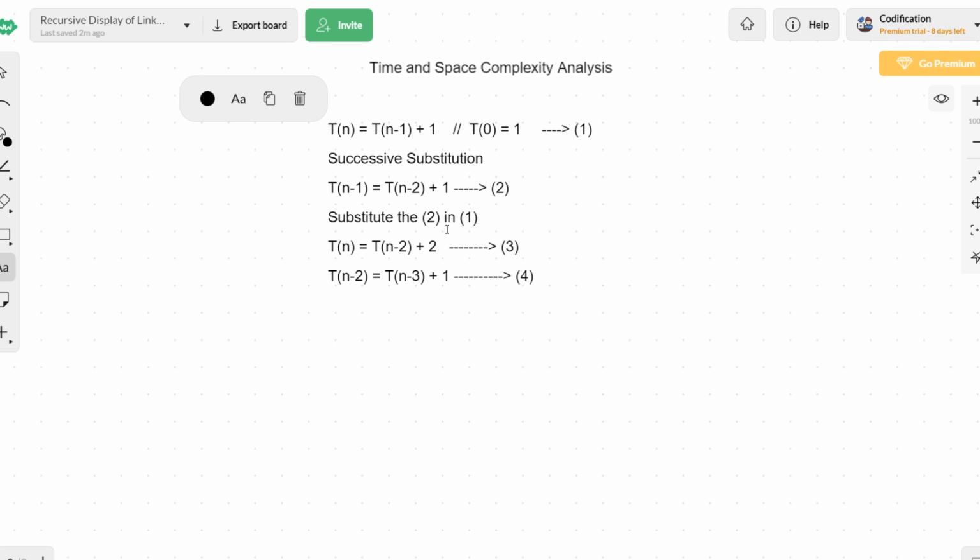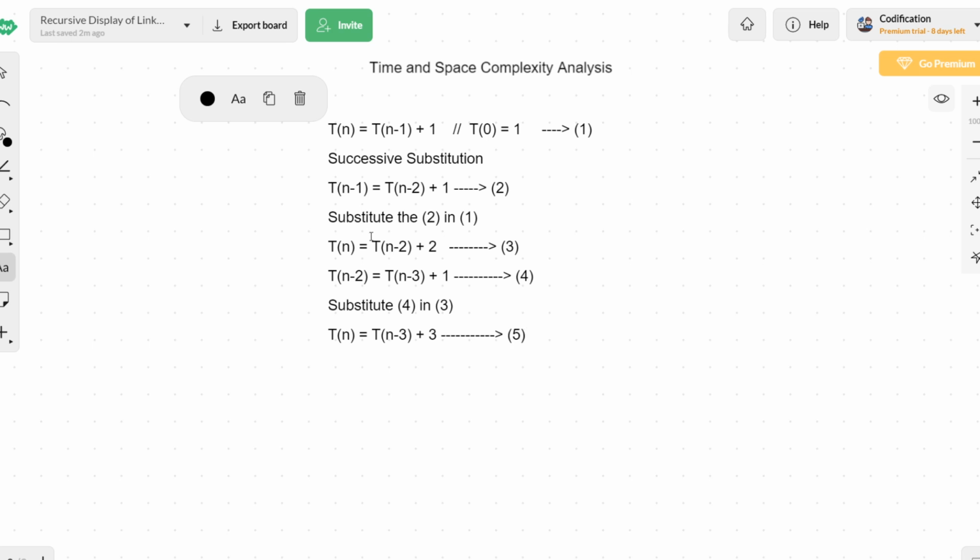Now the next step is substitution. Substitute equation 4 in equation 3. Now what will be the new equation? T of n is equal to, taking the value of t of n minus 2 and placing it here, this becomes t of n minus 3, and there is plus 1 and here plus 2, so totally it will be plus 3. Let us take this equation as equation 5.